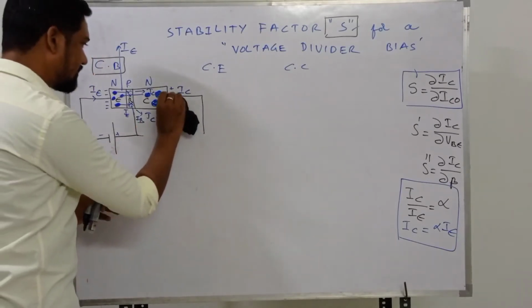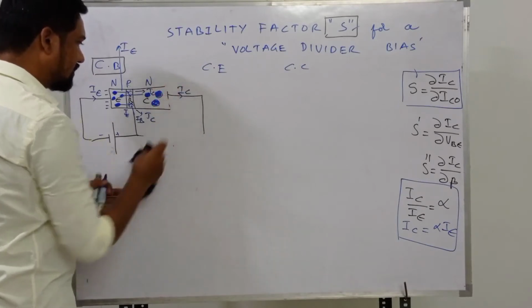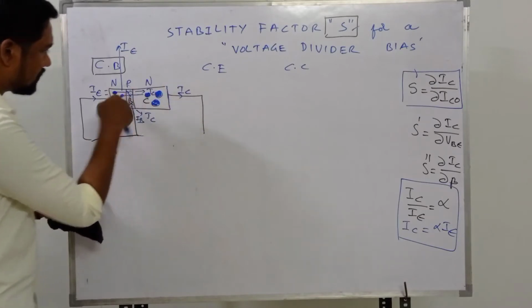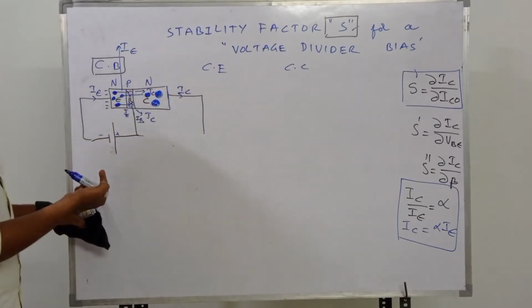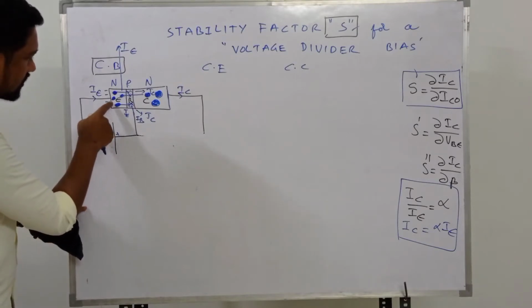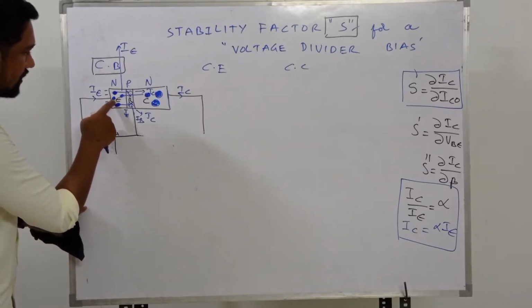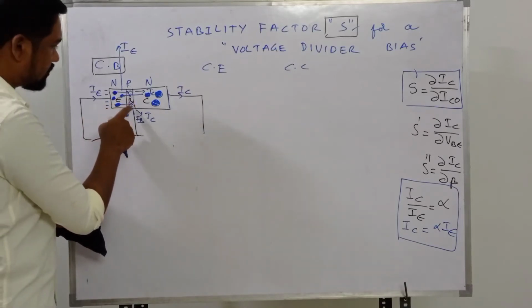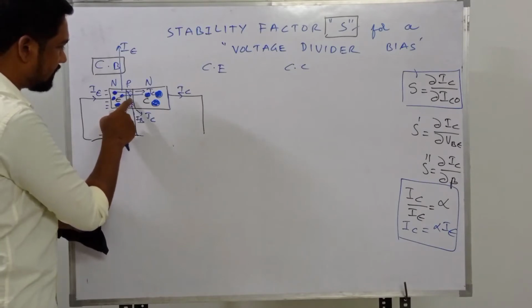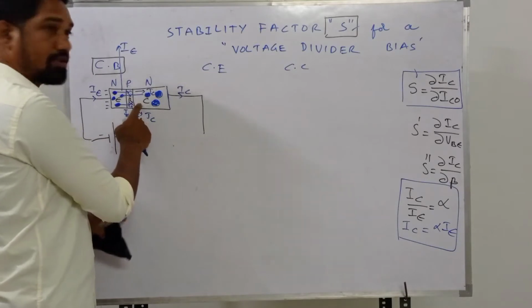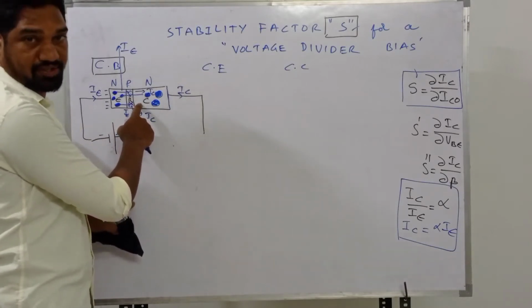Okay, we don't have this for the time being, but this potential is enough to do all this action. Just now what I've told you: because of this negative potential, all electrons will experience the repulsion force, and electrons start moving towards the base, right? Some of the electrons get recombined with the holes in the base region, and whatever electrons are left over enter into the collector region, forming the collector current.